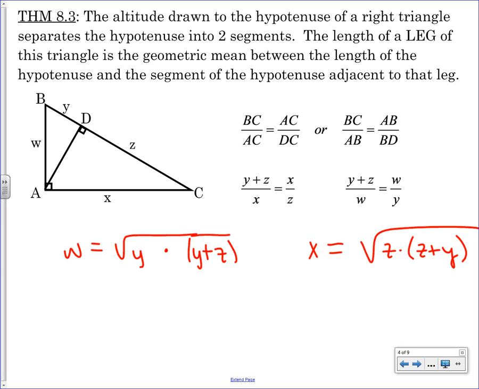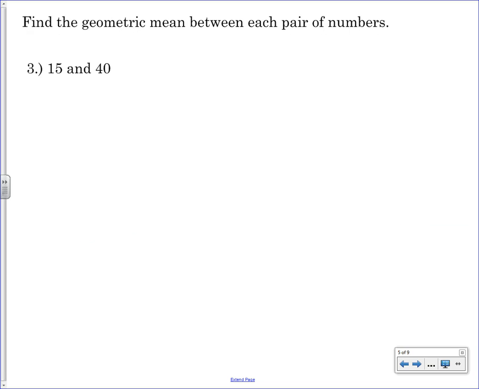When you're ready, go ahead and turn to the back. We're going to do a couple. Find the geometric mean between each pair of numbers. So again, geometric mean is just a square root sign, multiply them together, essentially. Okay? Anyone still need that page? So I'm going to say x is equal to the square root of 15 times 40.